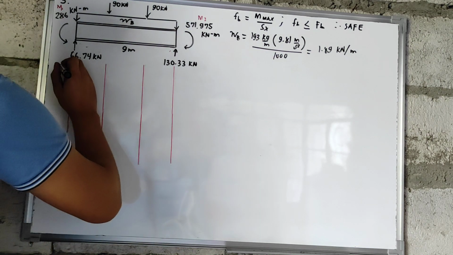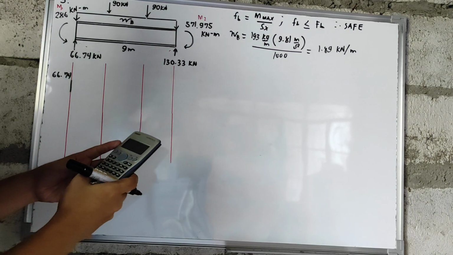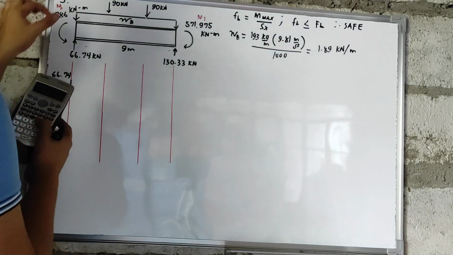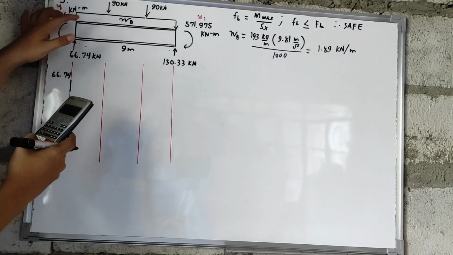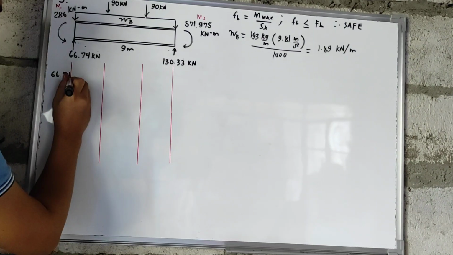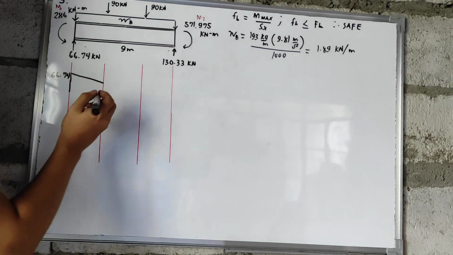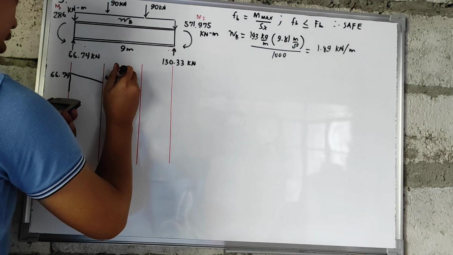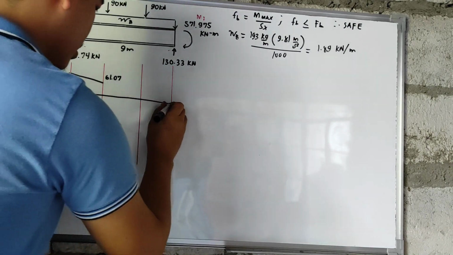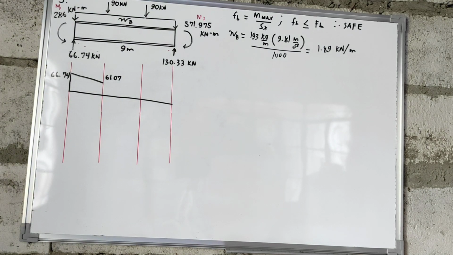Taas tayo ng value diyan. So, that will become 66.74. So, 66.74 minus natin itong 1.89 multiplied by 3, kasi nasa middle third yung mga 90. That will become 61.07. So, yan, lagyan natin dito. 61.07. Since meron tayong 90, bababa yan. So, minus 90. So, that will become negative 28.93.